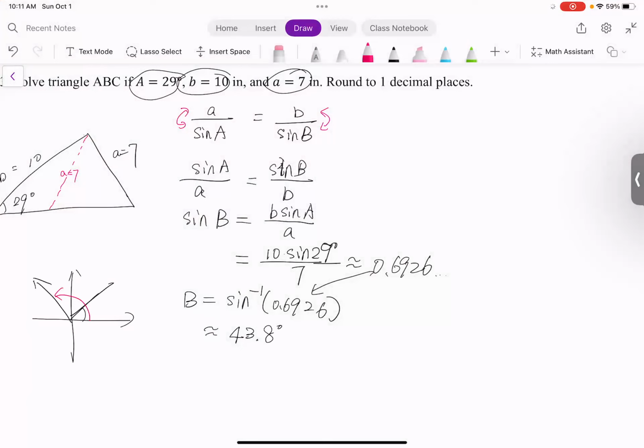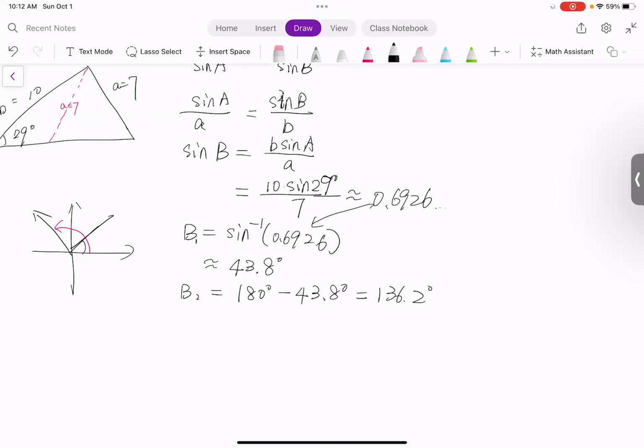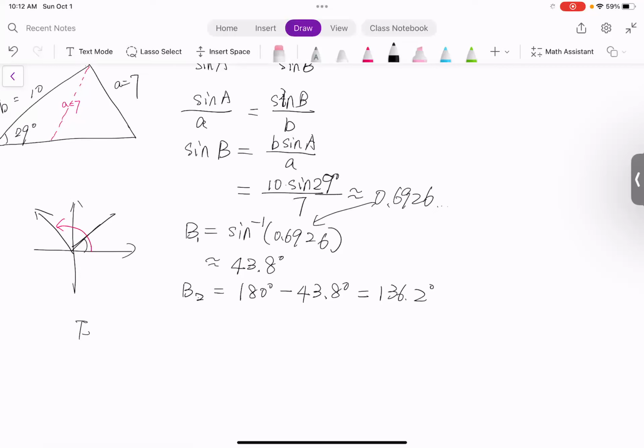So use 180 minus 43.8. So this is B sub 1, maybe B sub 2 equals 180 minus 43.8 degrees. And doing the computation, I'm having 136.2 degrees. And then we need to test if my obtuse angle B, plus the angle A, could make an angle less than 180. So let's test.